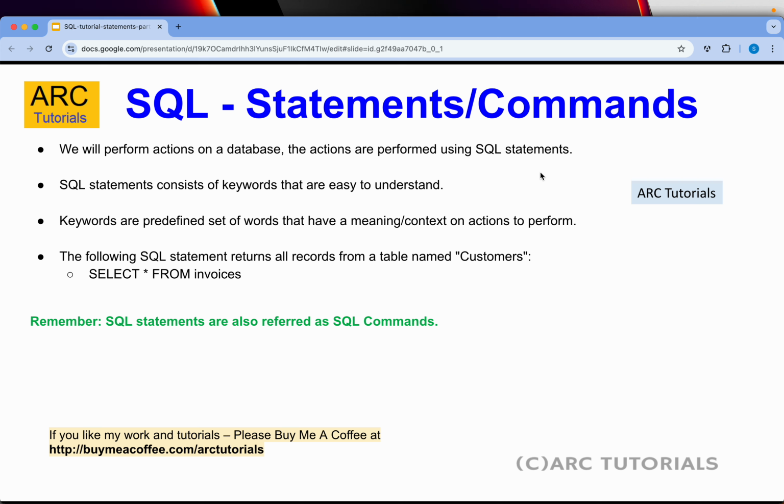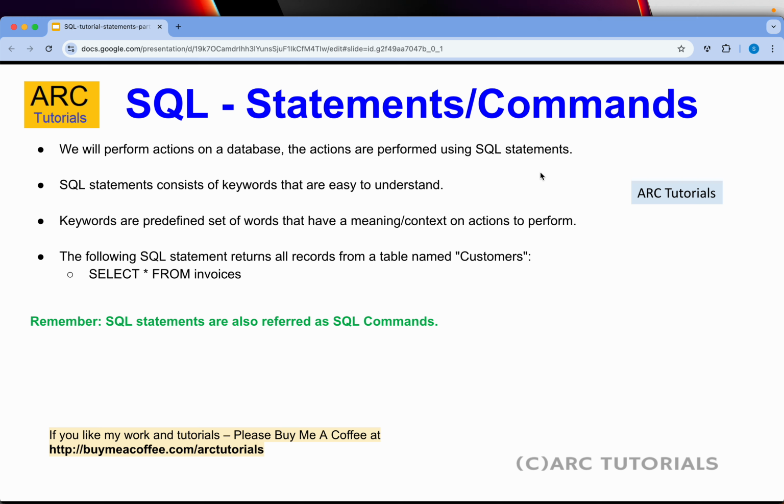Ideally and essentially what I'm saying is that we will need statements, or SQL statements, which are used to perform actions on a database. A SQL statement consists of keywords which are predefined and a limited set of keywords that are easy to understand, like plain English. These are a predefined set of words that will have a context, that will have a meaning, that will have an action to perform on the database. Very important not to get confused.